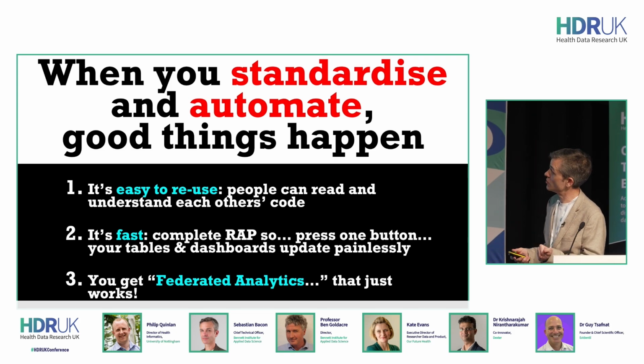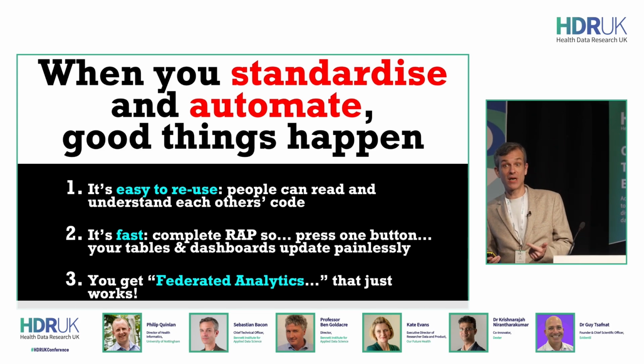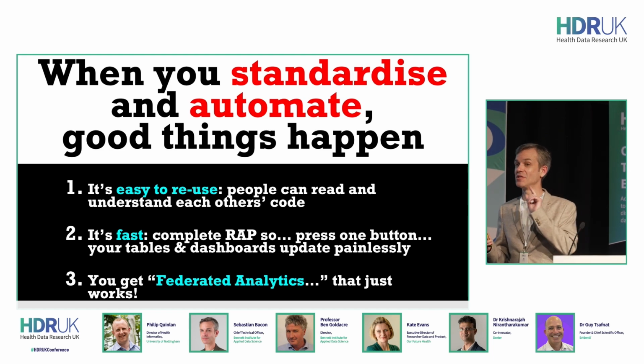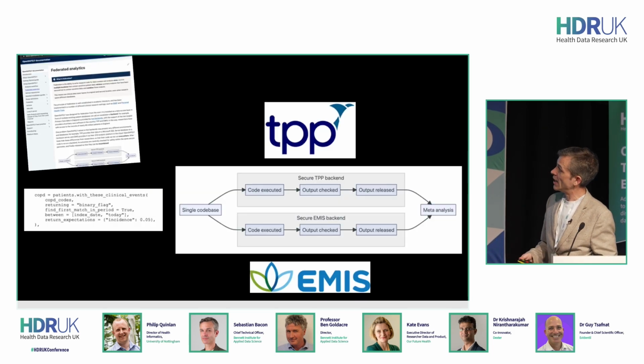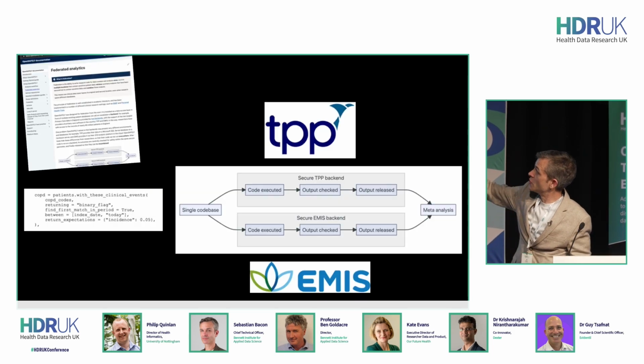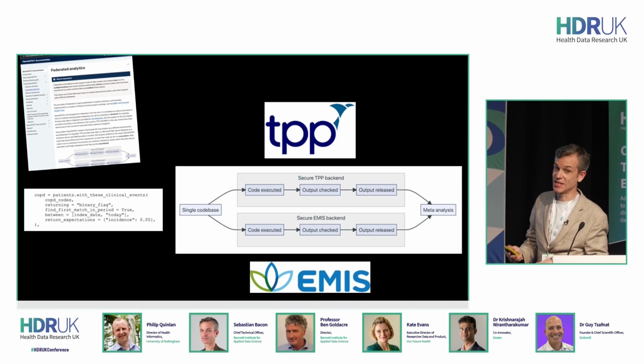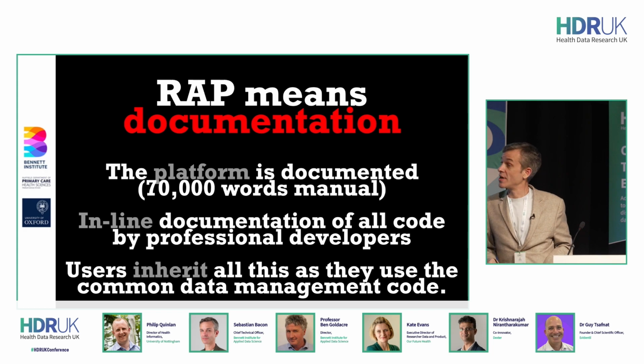When you standardize and automate, some good things happen. It's very easy to reuse the code. It can be very fast. If you want to rerun anything, you're guaranteed you can just do it at the click of a button to run everything, and you get built-in federated analytics. You just write your code once, and then you can run it anywhere. In this case, we're illustrating it running in parallel in TPP and EMIS.